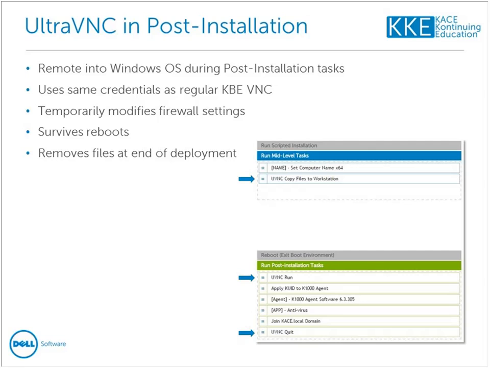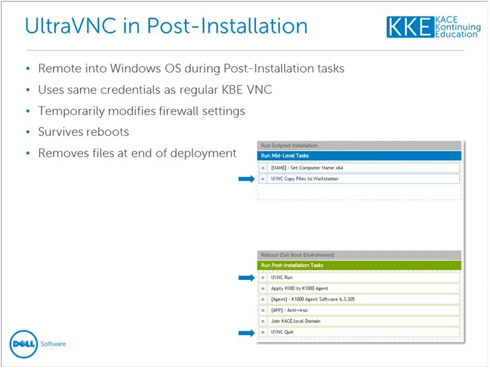What happens is this will copy the exact same tools that are copied into your KDE down to the local machine. It's going to use the same exact credentials that the KDE version uses. It's going to temporarily modify the firewall settings to allow the VNC to get in. It's going to survive through any reboots, again going back to our auto login a little bit. And then it will get rid of the VNC files at the end. So if you don't want VNC local on the machine, it will clean itself up. But it allows you to have VNC available during the post-installation level of your deployment.